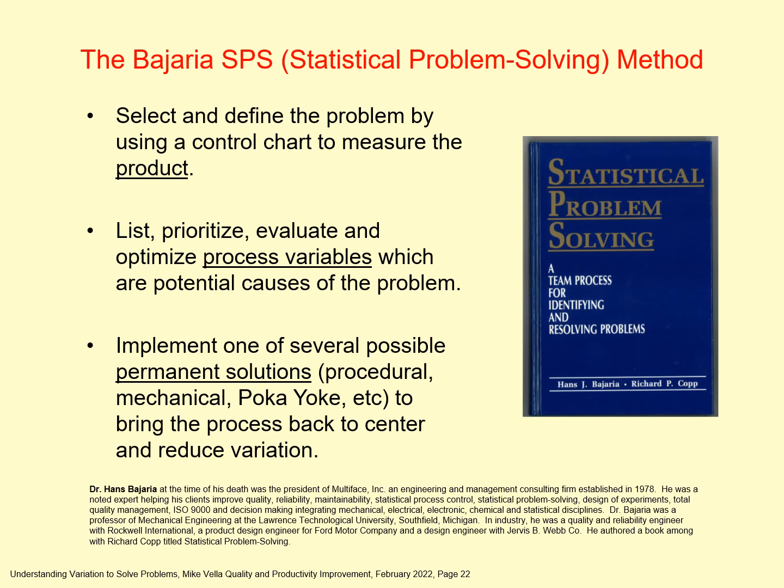Then he speaks about listing, prioritizing, evaluating and optimizing those process variables which are potential causes of the problem. So we talked about a Pareto analysis and understanding which of those process variables are most impactful in the process, which make a difference in the product. And then, for control, implement one of several permanent solutions, such as procedural changes, mechanical changes, poka-yoke, that's mistake proofing, and others, to bring the process back to center and reduce variation.